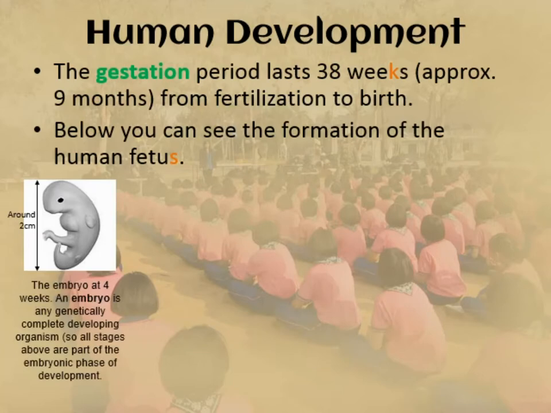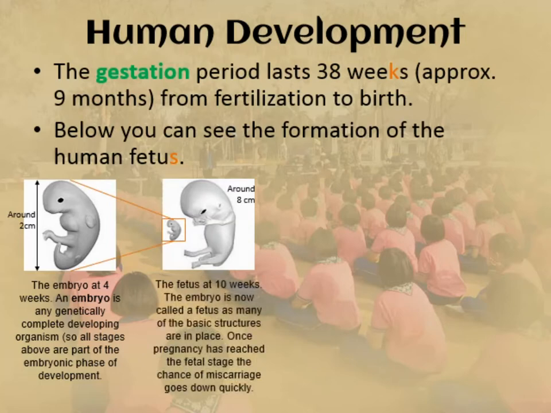So, at around 4 weeks, the embryo is very small, only around 2 centimeters long. And you can just about see, it looks a bit like a fish, but there is some kind of creature there. Moving on to around 10 weeks, and the embryo is now around 8 centimeters long, and it's now called a fetus rather than an embryo, as it has now taken most of the main characteristics of the creature it will become, and you can see that looks very, very strange, but at least a little bit human.